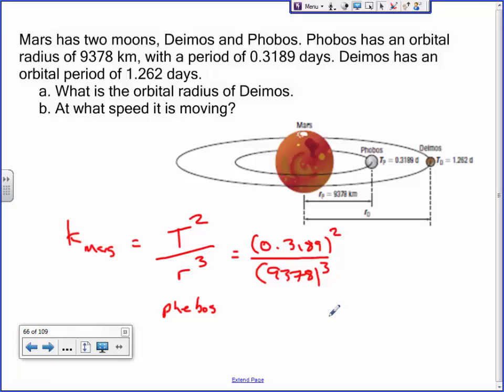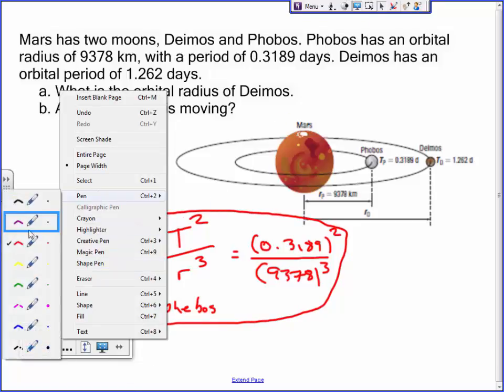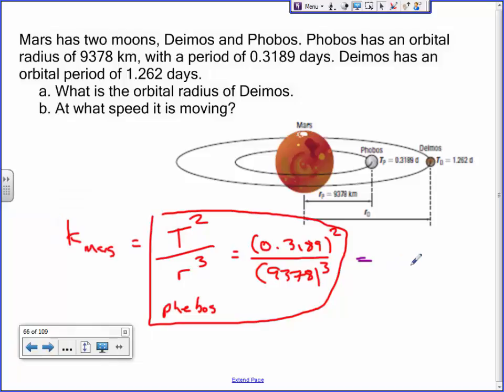You know how we did the sun example around the Earth last time? To make it easy, we just made the numbers 1 and 1. I don't have that option this time. That would get you the K value for Mars. But that K value based on Phobos' data should be equal to the data for Deimos. It should have the same values to it, right?